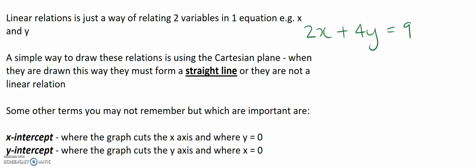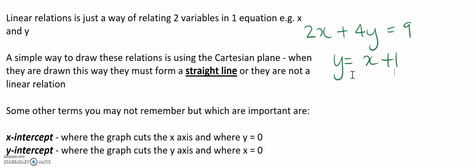Another example could be y is equal to x plus 1. Another linear relation. It tells us how the y would change based on the change in x. So for every x value that we have, we add 1 and that'll give us the y value. Again, it tells us the relationship between two different variables.